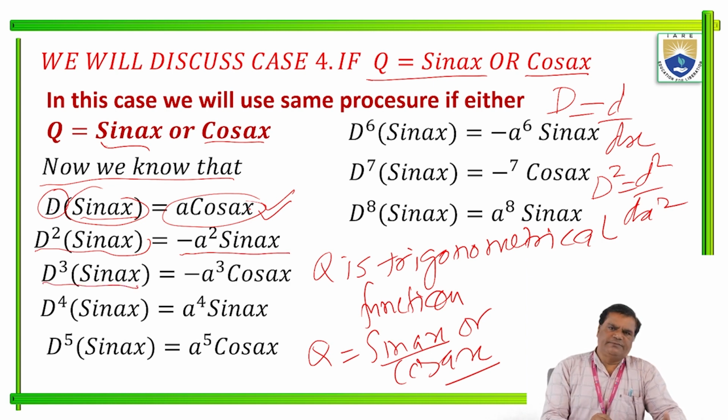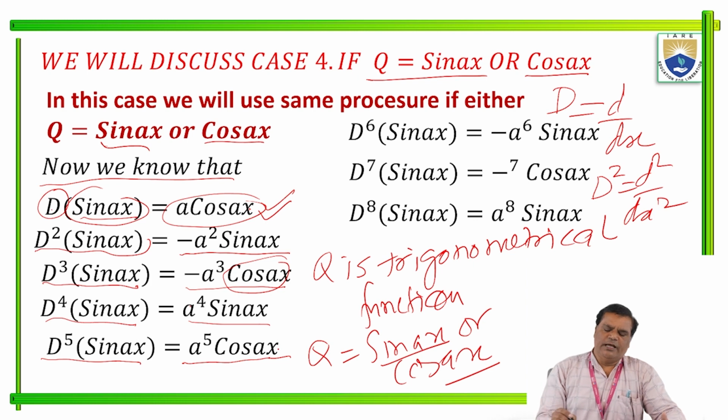Three times differentiation of sin ax gives minus a cube cos ax. Four times differentiation of sin ax gives a to the power 4 sin ax, because the differential of cos ax is minus a sin ax. Differentiating five times gives a to the power 5 cos ax. Six times differentiation gives minus a to the power 6 sin ax.